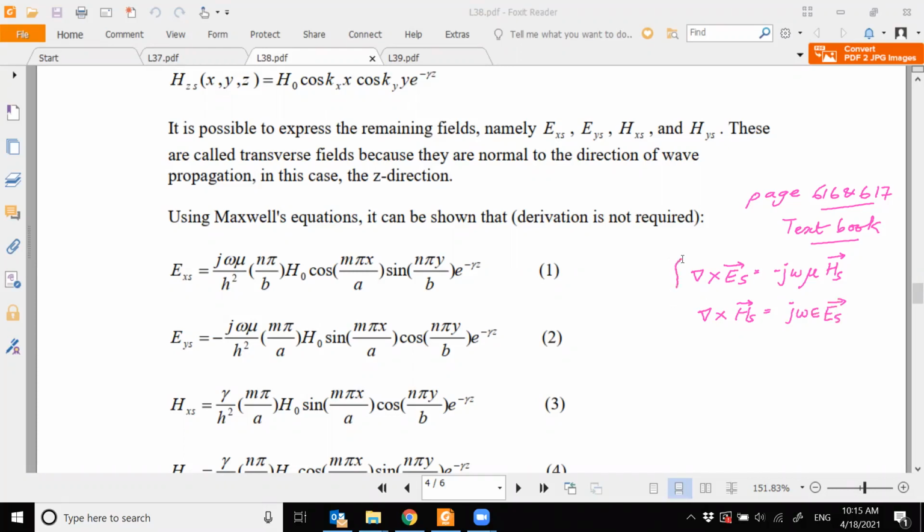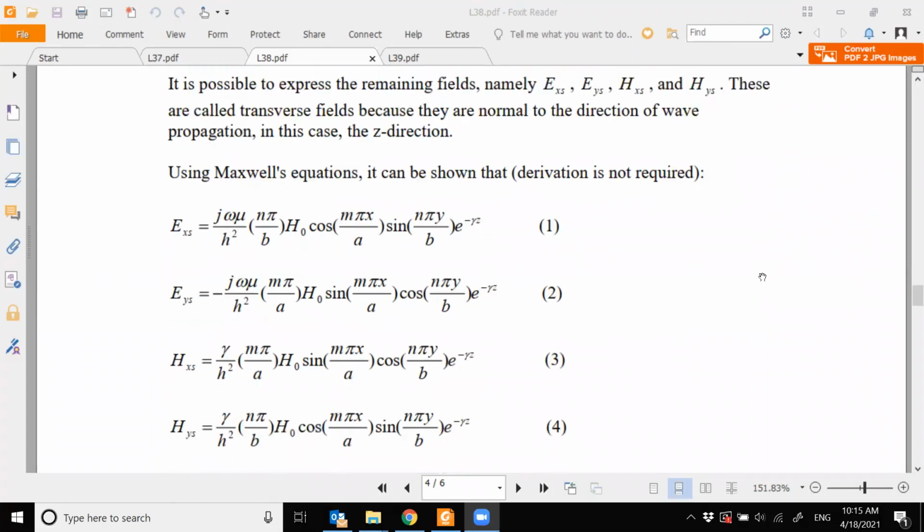So we can apply these two Maxwell's equations, and if we substitute our HZS, then we should be able to find the remaining components. That is the very good advantage of solving for the HZS component. You can look at this at home, later from the textbook. So these are the field components, and the remaining four are the transverse field components.